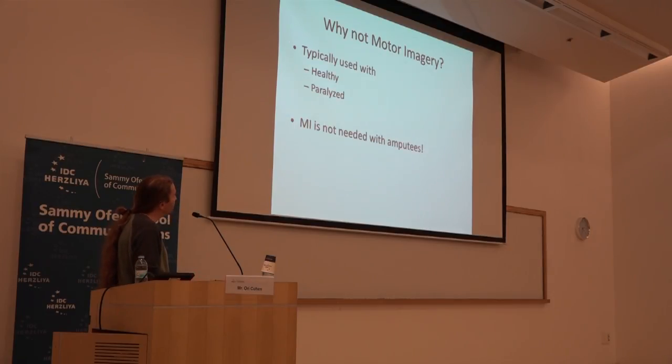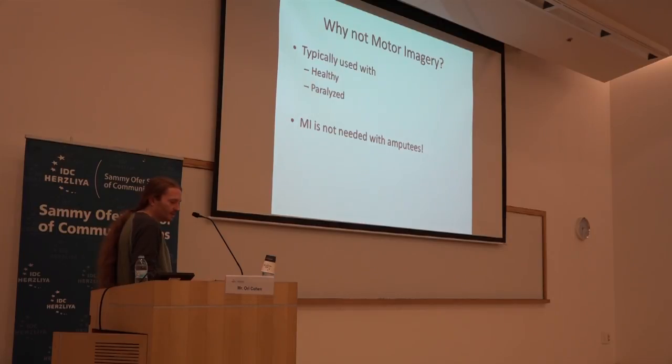In the BCI world, usually you see studies that talk about motor imagery. We chose to do motor movement in our experiment. Motor imagery is typically associated with a healthy subject or paralyzed subject, and they want to prove that motor imagery is something that you can do in a typical BCI experiment scenario.